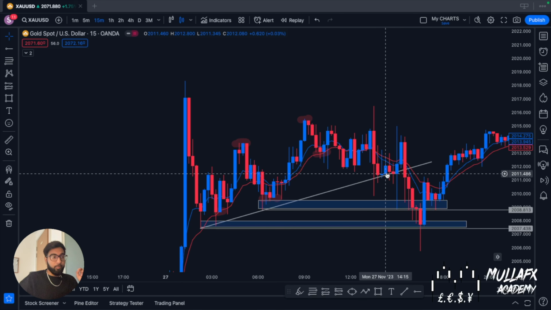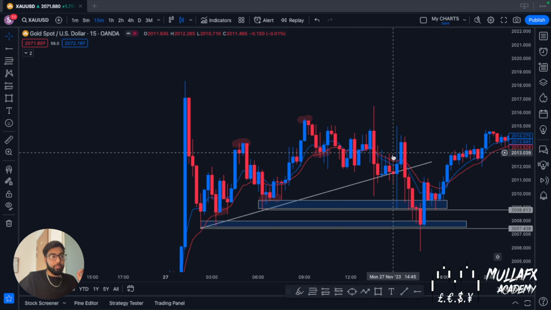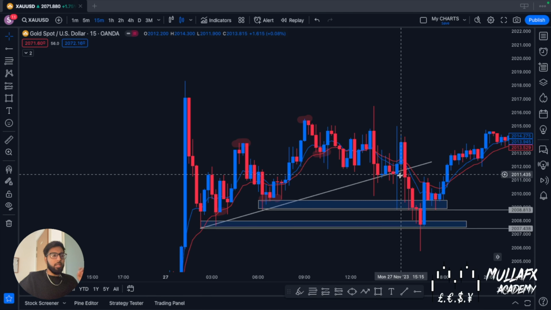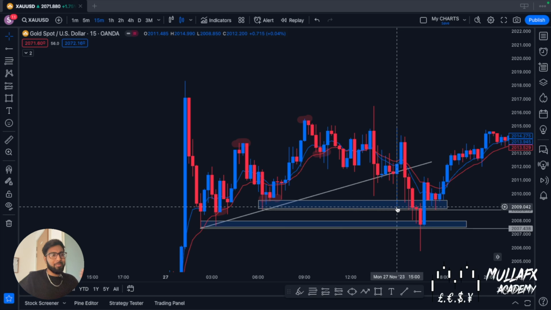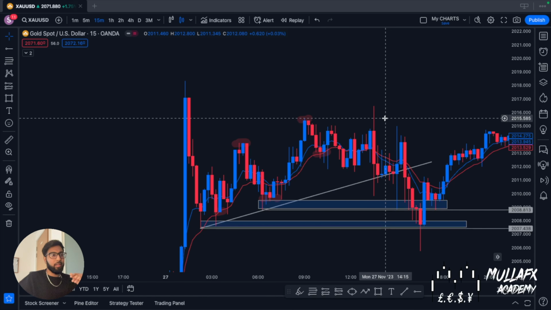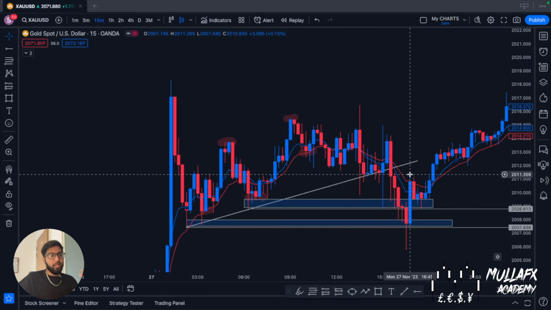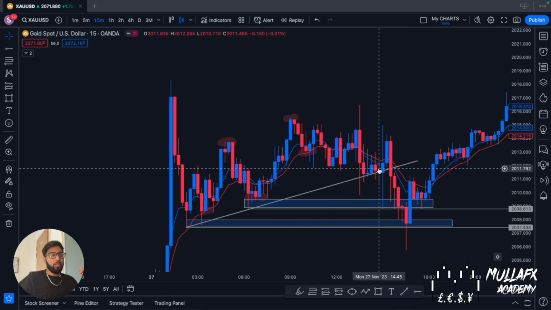You can see price is slowing down with the bodies, but the wicks are moving crazy, right? The biggest wick is this. Even though price didn't actually make a body here, we can now anticipate that price is either going to go up or it's going to go down, okay? Now, what does price do? Well, price ends up breaking.